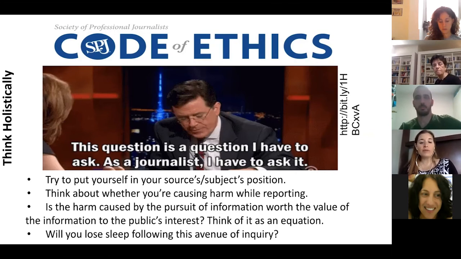The other thing is thinking about whether you're causing harm while reporting. Again, you are probably always going to cause some kind of harm. Does that harm outweigh the public's right to know? So this question: is the harm caused by the pursuit of information worth the value of the information to the public's interest? Think of it as an equation, and whichever side outweighs the other, that's the direction you should go.